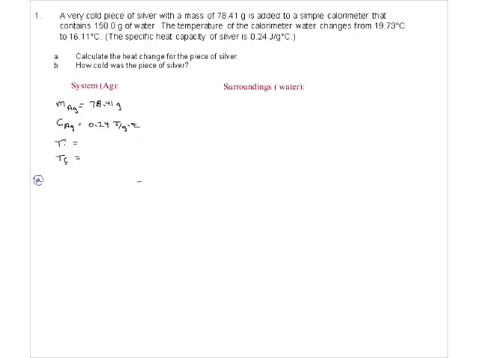Well, what do I know about the surroundings? I know the mass of the surroundings, it's 150 grams, and I know the specific heat, even though they didn't tell me, because I know I'm dealing with pure water, so that's a given. You can get that from your data tables. And I'm also given the initial and final temperatures of the water. We know that the water went from an initial temperature of 19 down to a temperature of 16. So this was cooling. So the delta T here, the change in temperature for the water, was negative.